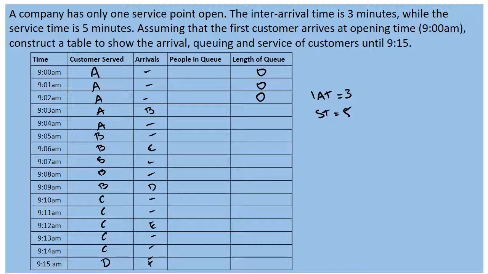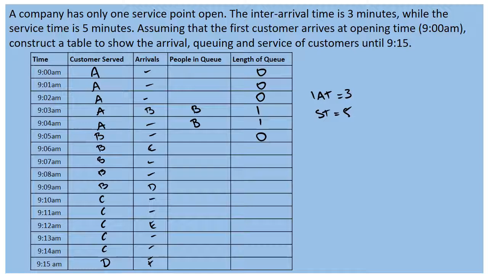Same as 9:04. There's one customer in the queue. That B is still waiting in the queue, and that would be customer B. So the people in the queue is B, and the length of the queue is still 1. Okay, at 9:05 customer A has been served and customer B is now being served. So there is no one in the queue, so the length of the queue is 0.